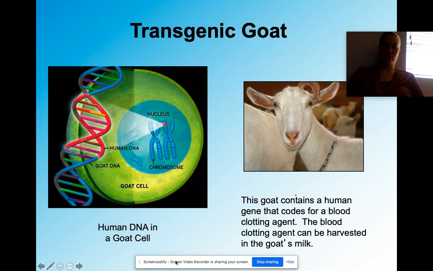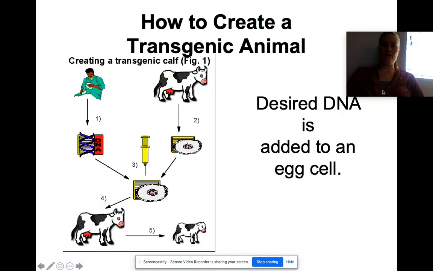And then here's a transgenic goat. The human DNA in a goat cell. So human DNA is in the goat cell. This goat contains human genes, and it's for blood clotting and can be harvested in the goat's milk. So this might be something important to think about when you are thinking of creating a new medication or vaccine for something.